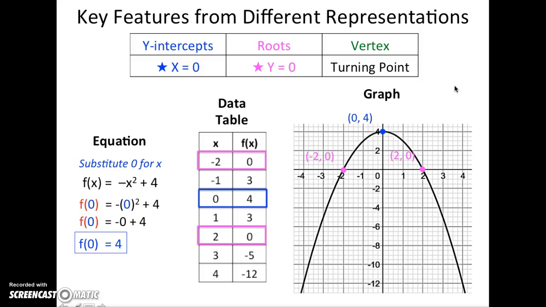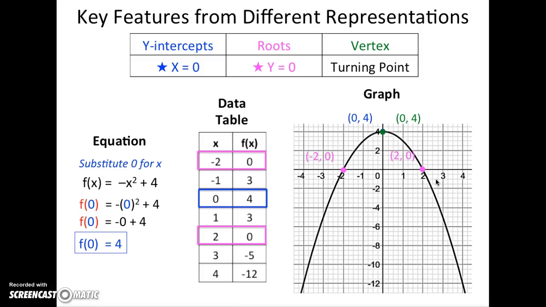Now, this one's a little tricky. What about the vertex or the turning point? The thing to remember about the vertex or the turning point is that's where the graph changes direction. So in this graph, we notice that it's increasing, increasing, increasing, or going up, up, up until we get to that vertex there, and then it starts to go down. So how can we do that in the data table?